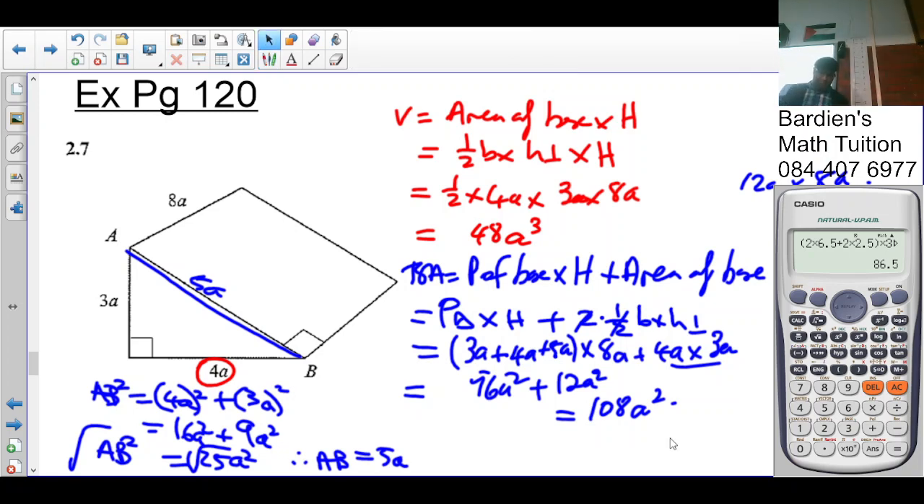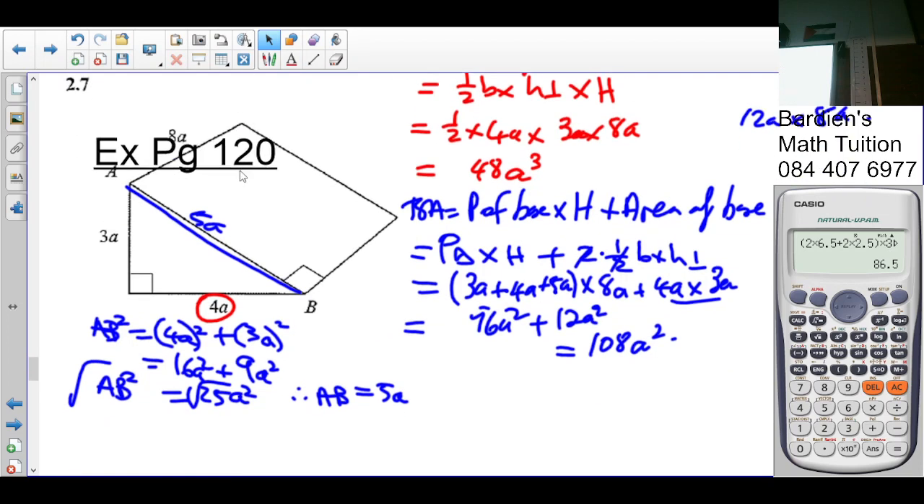Okay. You all agree with that? Any confusion? Okay, and this can of course be units squared. Okay, units cubed. It's 2.7.